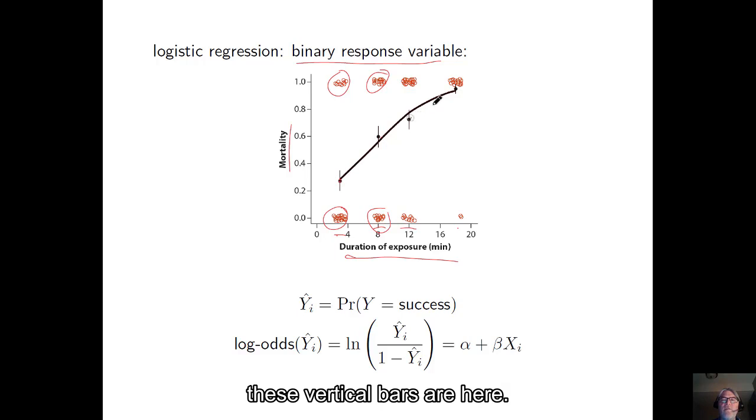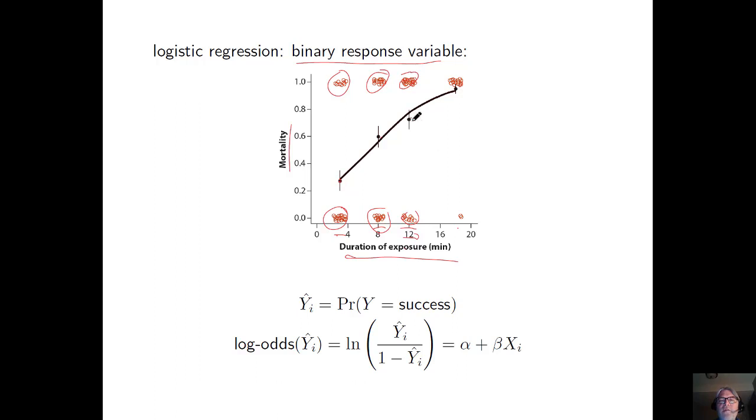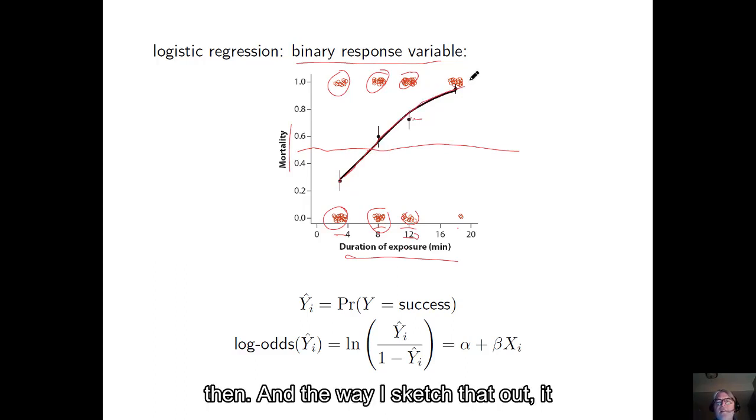So that's what these vertical bars are here, and the dots. These are summaries of the data, but also a standard error that gives you the inference if you were just treating that datum as the only data. So just based on this 12-minute exposure, that would be your best guess of the survival. But if you're interested in knowing what's the dosage that gives you like a 50% survival, you could build a prediction in here. And the way I sketched that out, it doesn't look linear, right?